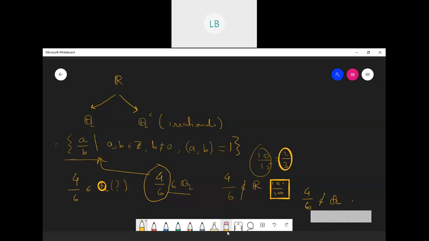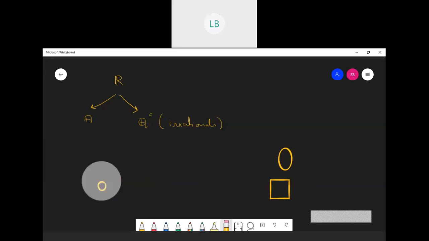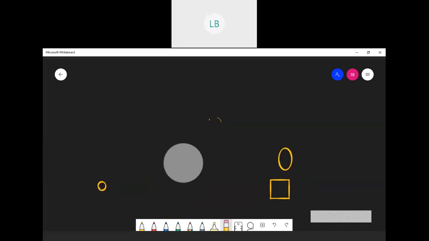But let us not distract ourselves. So let us go to our main topic, which is irrationals now. Okay, fine. So we know these irrationals are the numbers which are not rationals. So let us talk about them. Let's see some stuff about them.